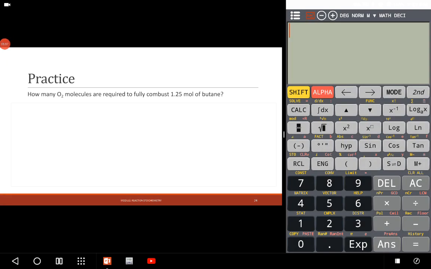Here's a practice problem for you. It says how many molecules of O2 are required to fully combust 1.25 moles of butane. Go ahead and pause the video and try to work this out on your own, and then unpause the video when you're ready to continue.